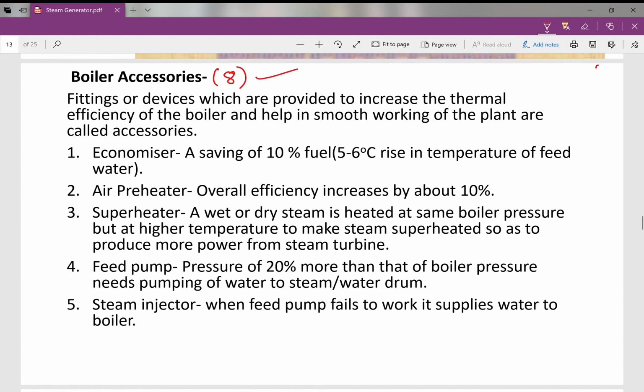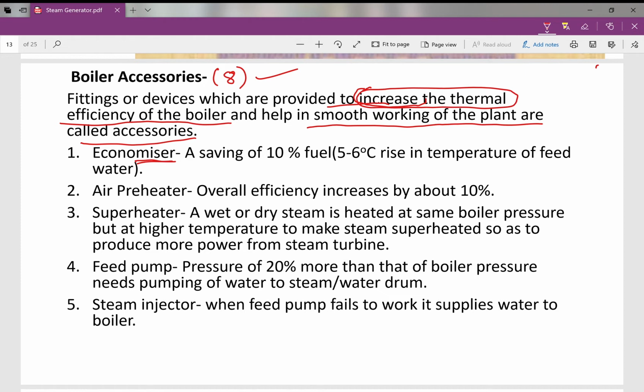So first, boiler accessories are the fittings or devices which are provided to increase the thermal efficiency. Must remember, devices that increase the thermal efficiency of the boiler and help in smooth working of the plant are called accessories. So dear students, must remember, the main purpose is to increase the thermal efficiency of the boiler. So the first one is the economizer.